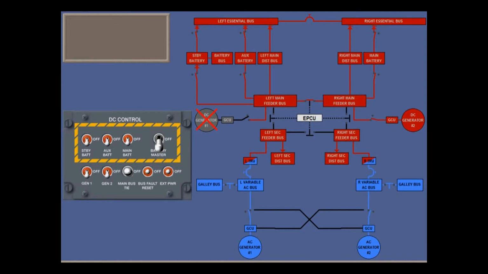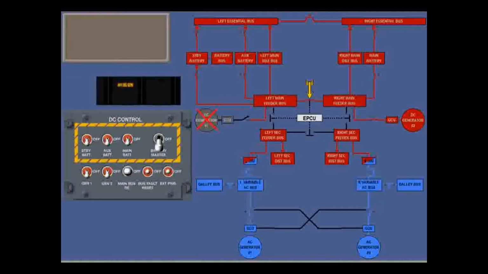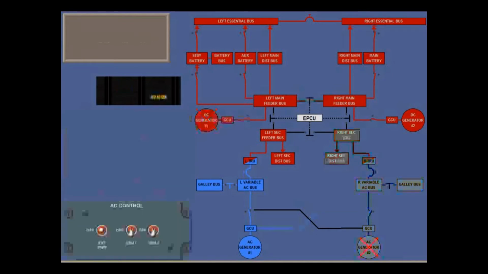For a single generator fault, actions are similar for both DC and AC. For a DC fault, the EPCU will automatically close the main bus tie. Try cycling the relevant gen switch off and on. If this fails, switch off the generator. For an AC fault, the GCUs will provide cross-tie. During AC cross-tie, neither galley bus will be powered. This is called load shedding.